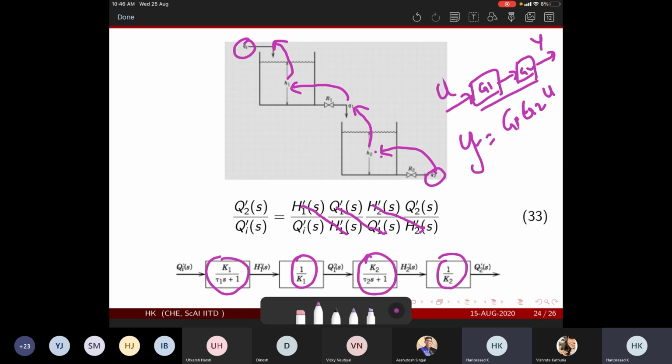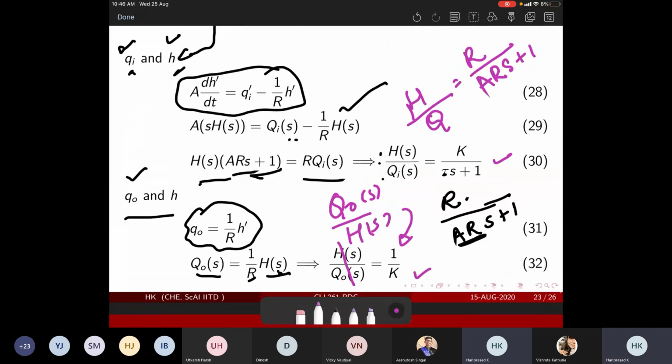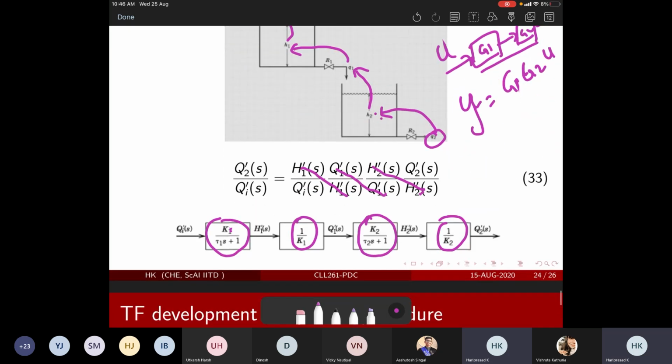Because it is the same system, only the tank has changed. Only the values of K and tau are going to change, which is basically the product of A and R. The area might be different and the resistance may be different. So you can just multiply all of this together. This is of course a starting point. We would use this property in more detail when you reduce complex models.